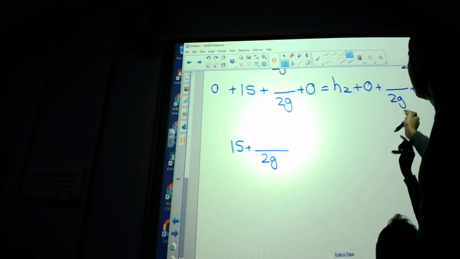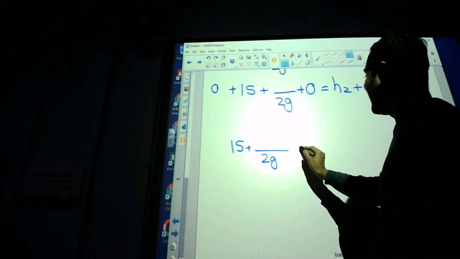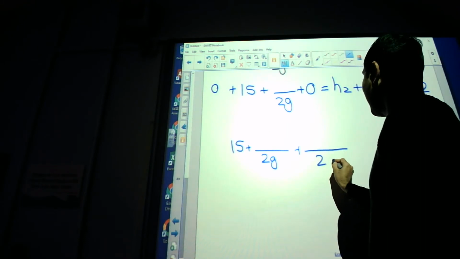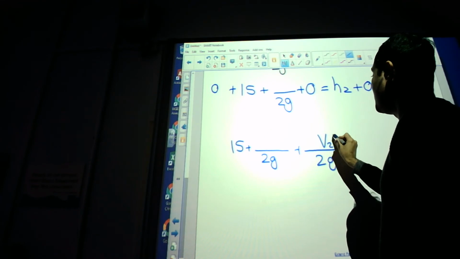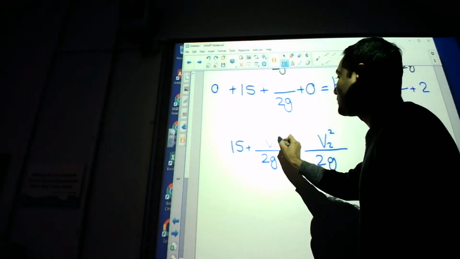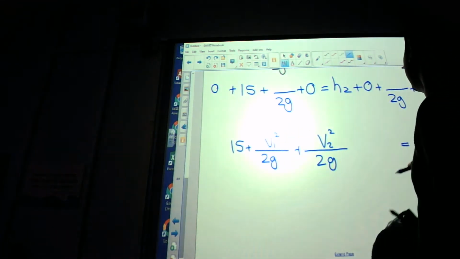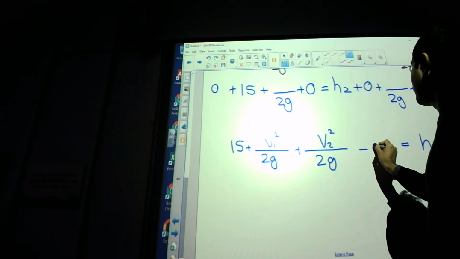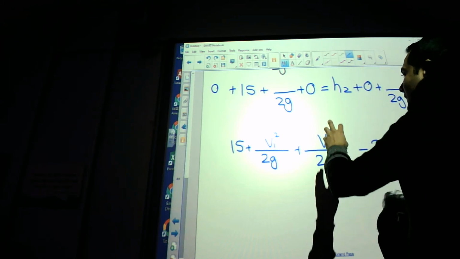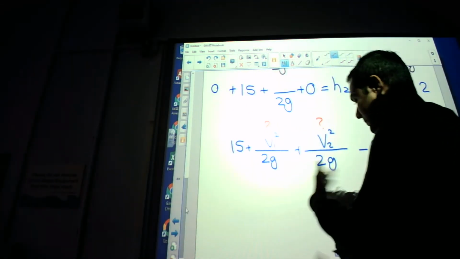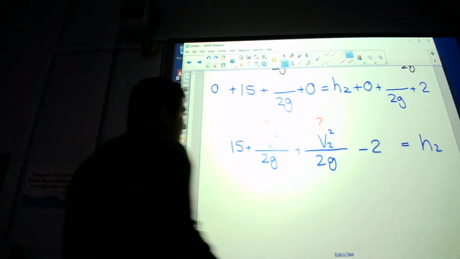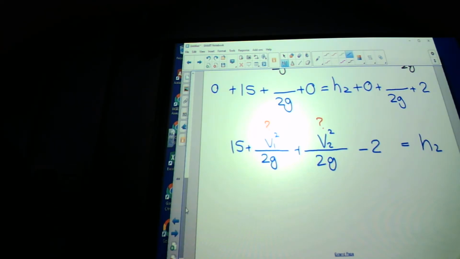That's what we're trying to find out. If I move this thing on that side, remember that was V2 squared and that was V1 squared. I need to find this value and then put it there. And this 2 goes on the side, becomes a minus 2. So I need to find these two values and then I put that one. So let's try to find the V1 and the V2.